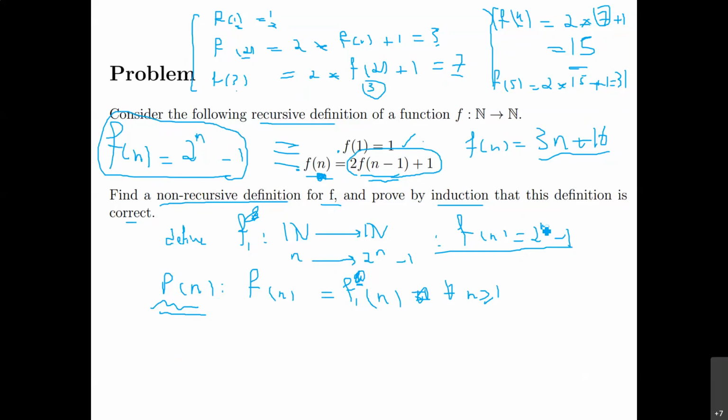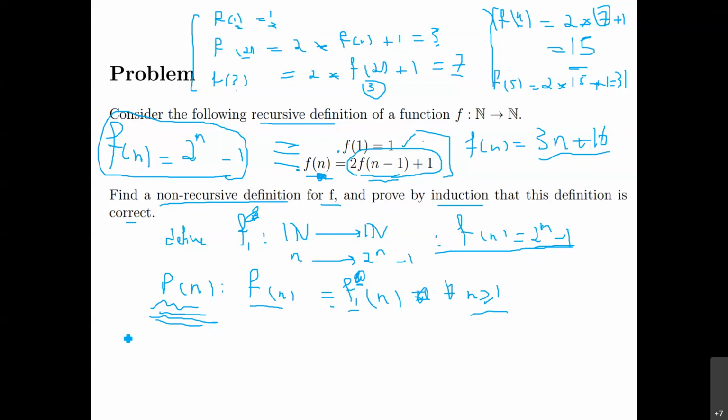But now we have to prove that it's actually the same function. We have to say that 2 power n minus 1 is actually the same as this recursive definition. And how? Using this statement that I just wrote. We're going to prove that f of n equals f1, the new function of n, for every n greater than or equal to 1. If we do that, then yes, we prove that they're the same for every element possible. Okay? So let's do that. Now it's just the normal induction that we know.